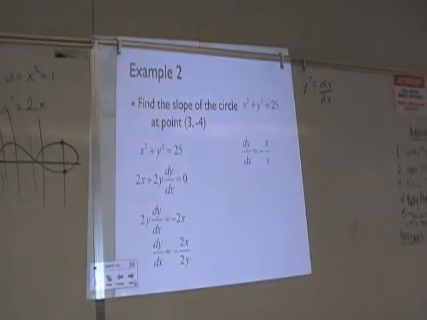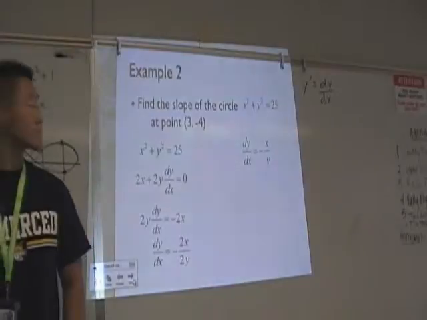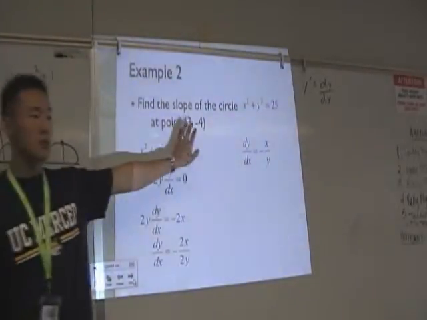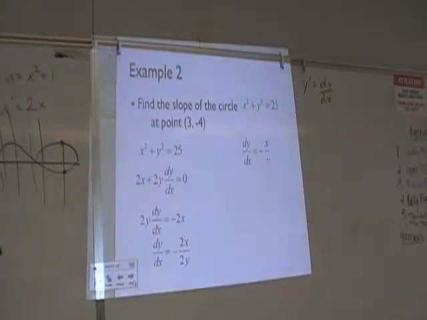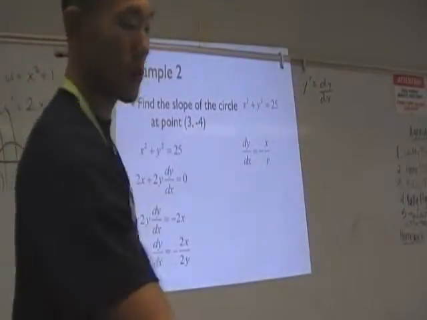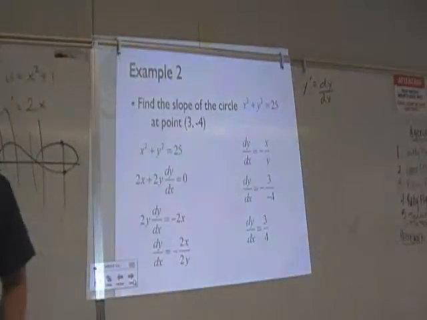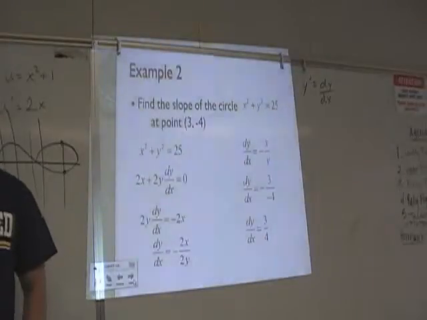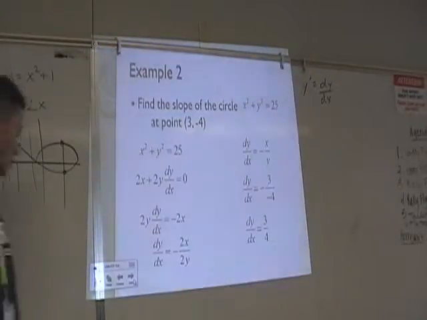Alright. Any questions there? Okay, now we do need to find the slope at a specific point. So what do you think we do? Plug in the point that they give you. So what do you plug in for x? What do you plug in for y? So that simplifies to 3 over 4. Do the negatives cancel out? So what is the slope of the circle at that point? 3 over 4.